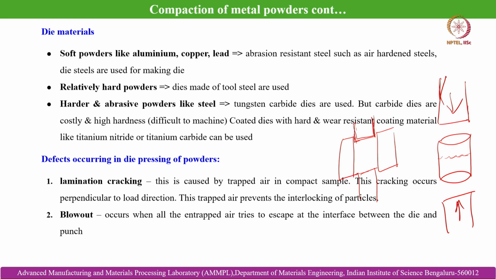part that is being manufactured, or that is being compacted in the die punch assembly, because the entrapped air is exiting at the interface. So, that means the interface of punch and die is basically the surface of the green compact which is getting developed.